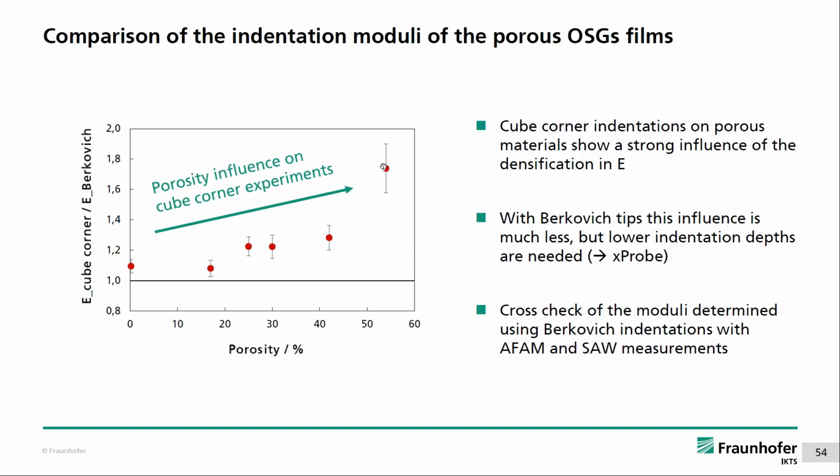So in principle for thin films, cube corner tips are better, but if you have porosity inside, densification, you have to go for the more challenging Berkovich tip.